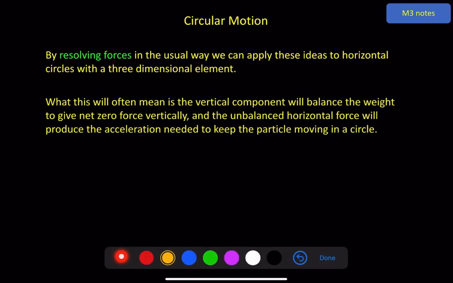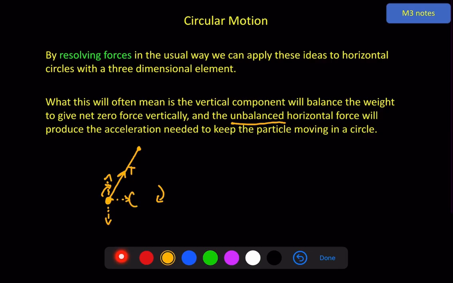All we do is basically balance the vertical component with the weight, and what I mean there is, say you've got a piece of string here that's fixed up here, with a weight on here going around in a horizontal circle here, then the tension in the string, the vertical component of that, will balance the weight so that there's no vertical movement, and the horizontal component of that, what I've called here the unbalanced horizontal force, will produce the acceleration needed to keep it moving in a circle.